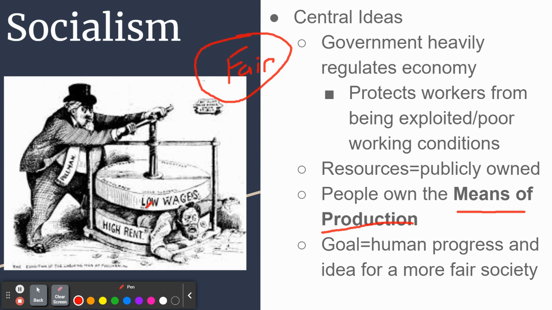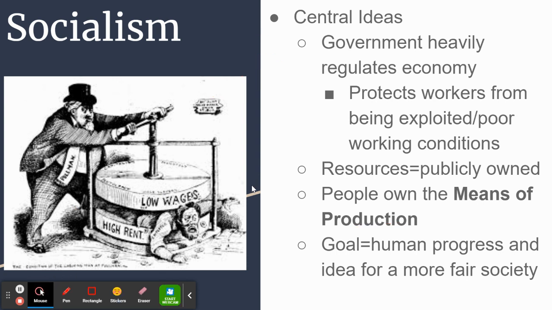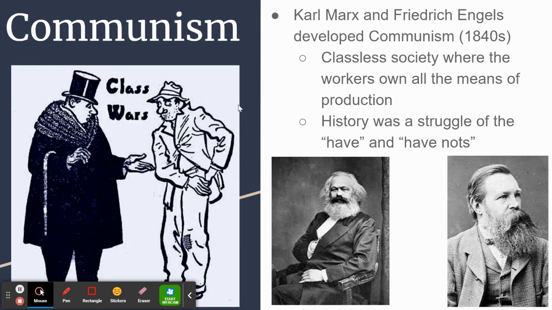The socialists are very goal driven. They want a more fair society with human progress and everybody to kind of live a good life with the government regulating it all. The last group we're going to talk about is the communists. And you have to make note that all communists are socialists, but not all socialists are communists. Communists are the far end of socialism.